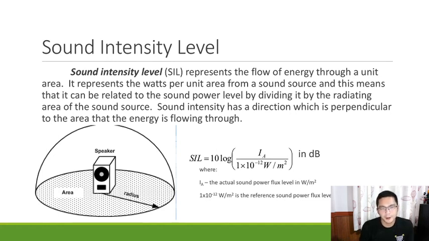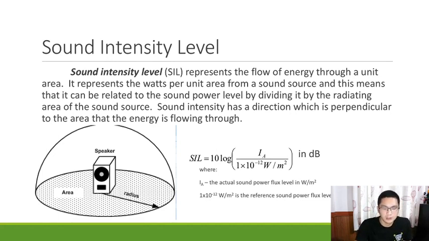Sound intensity level represents the flow of energy through a unit area. And it represents the watts per unit area from a sound source. This means that it can be related to the sound level by dividing it by the radiating area of the sound source. So sound intensity has a direction which is perpendicular to the area where the energy is flowing through. So, ang SIL or sound intensity level, it just represents the flow of energy in a unit area.